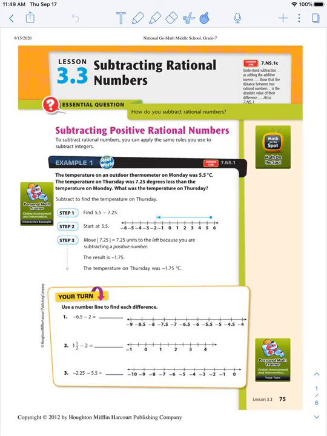Example 1. The temperature on an outdoor thermometer on Monday was 5.5 degrees Celsius. The temperature on Thursday was 7.25 degrees less than the temperature on Monday. What was the temperature on Thursday? Okay, so we're going to start with the temperature on Monday, and then we're going to subtract the change because it says it's 7.25 degrees less than. So let's come up with a plan. 5.5 minus 7.25. Then we're going to draw our number line, which is already done for us.